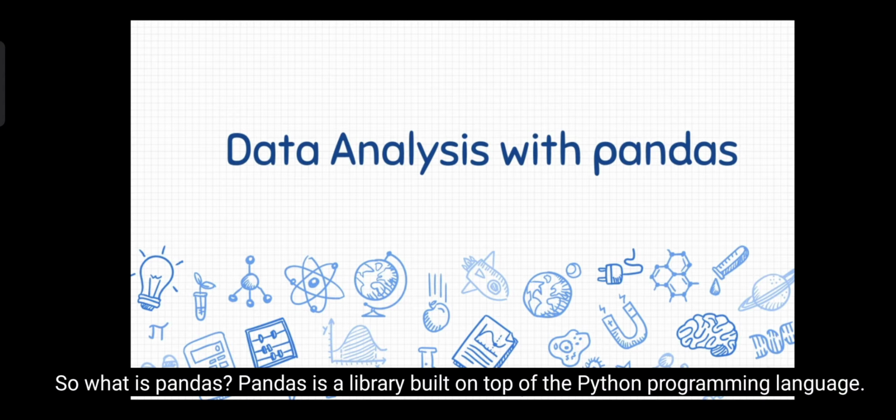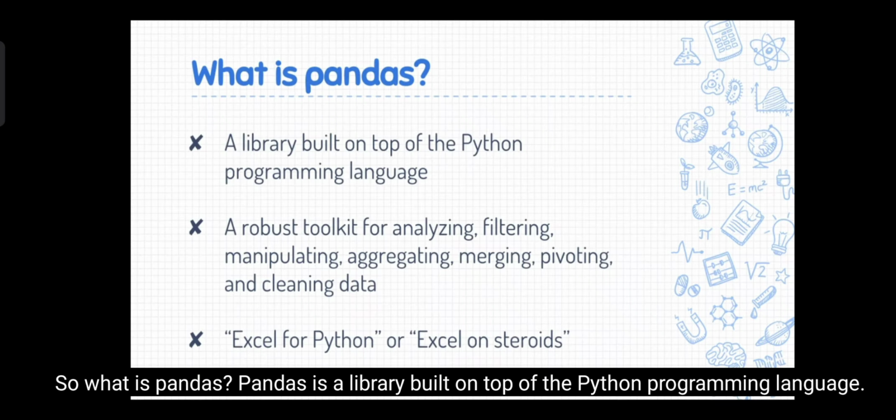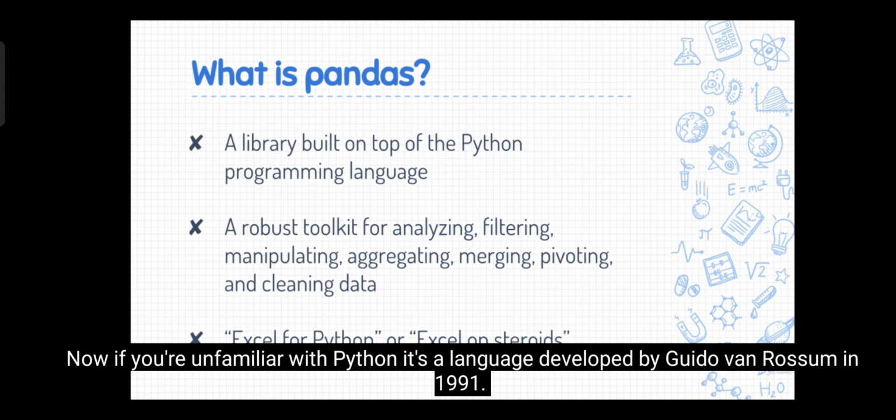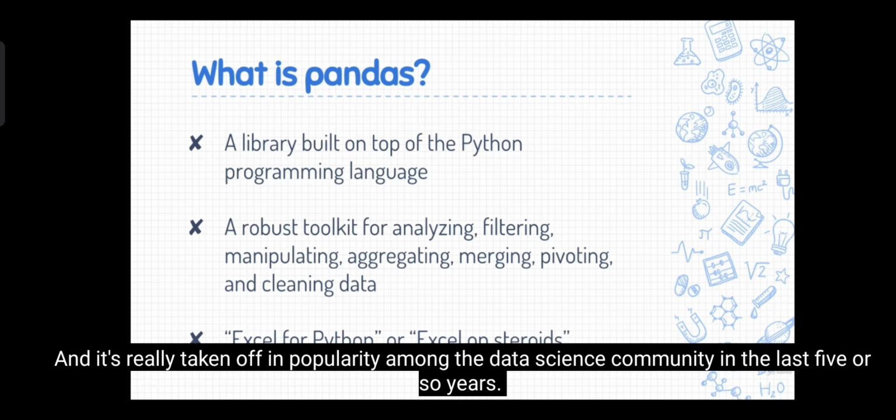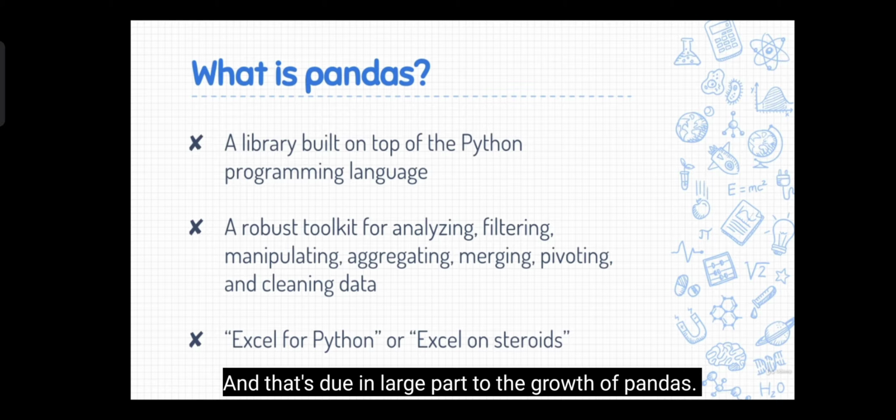So what is Pandas? Pandas is a library built on top of the Python programming language. Now, if you're unfamiliar with Python, it's a language developed by Guido van Rossum in 1991, so it's a little over a quarter century old. And it's really taken off in popularity among the data science community in the last 5 or so years, and that's due in large part to the growth of Pandas.